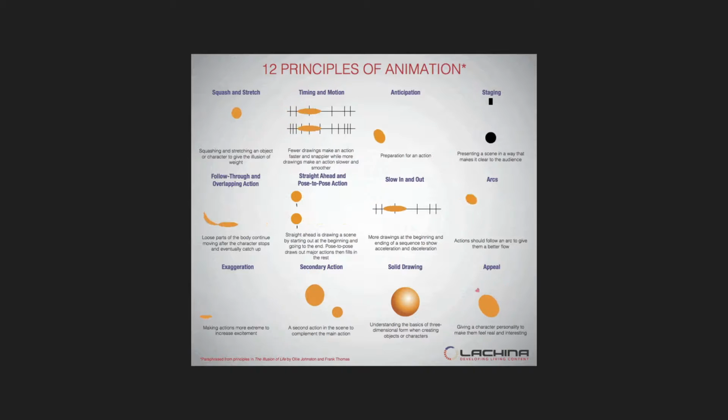And last is appeal. So you want to include the personality of your character so that they feel more like a real person rather than just an object that's moving. An example of this would be how different characters attack in video games. A lot of times they'll have different styles to the way they move or the way that they attack other people.